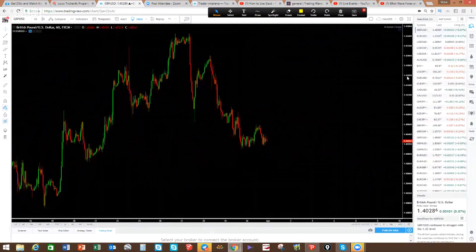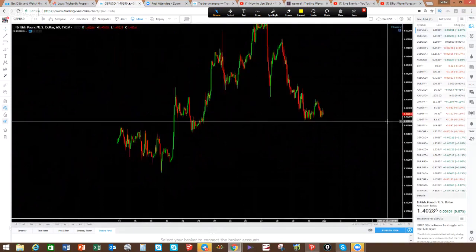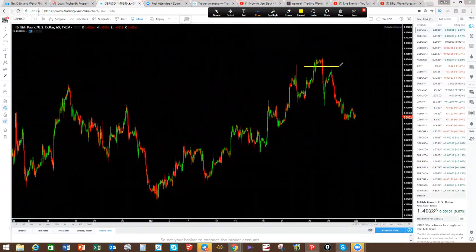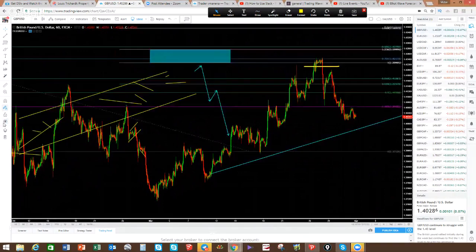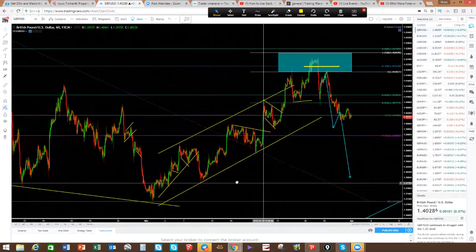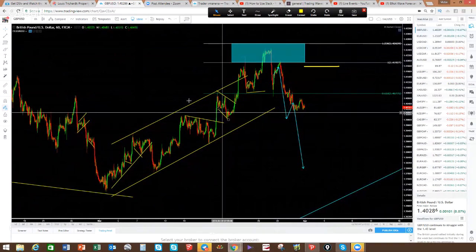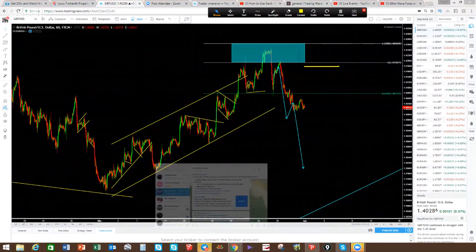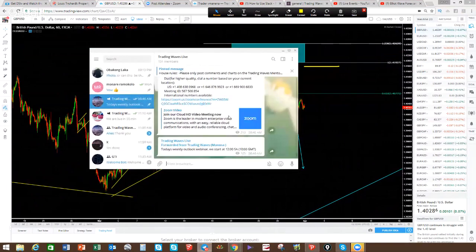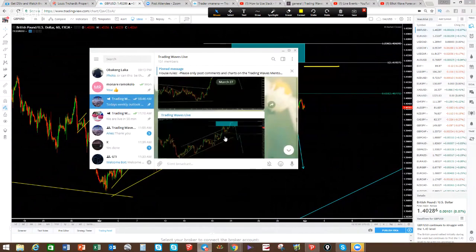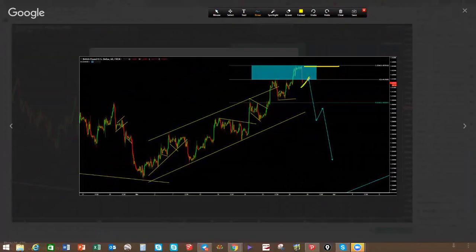Earlier, before we started the webinar, I logged in a bit earlier and showed that we sold pound because of this blue box. Let's take this off. Did we sell pound? As you can see, we sold it in the blue box before that whole move happened. So now we are here. We're looking for this correction for continuation. If this breaks to the downside, then the next stop is right down here at the end of this correction.